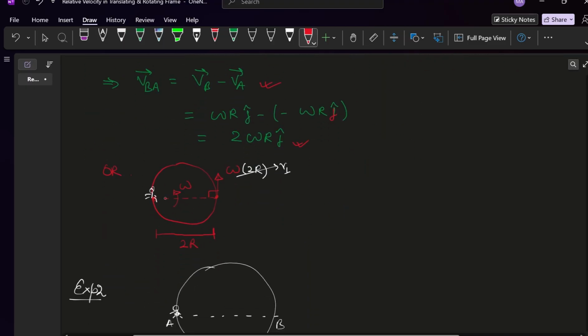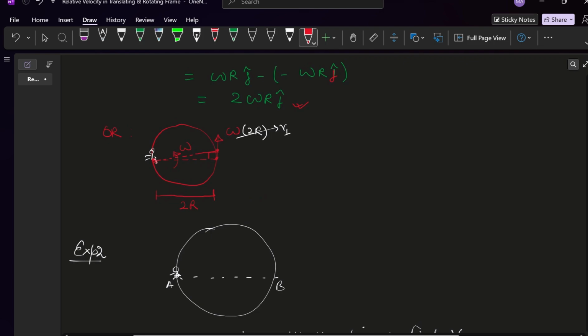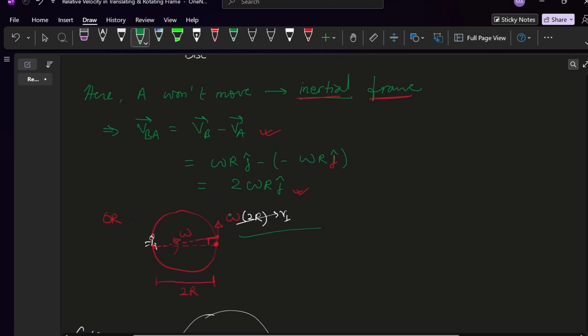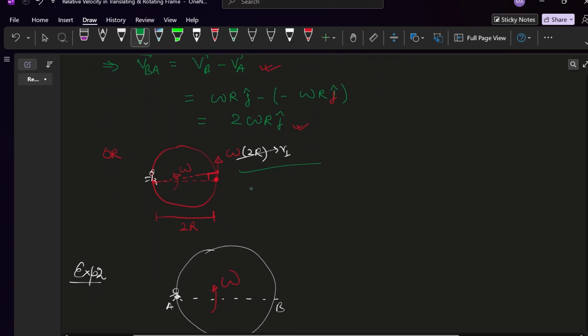Or we can also say that, okay, now since this observer is stationary, right? So this line will be appearing to rotate with the same angular velocity omega, right? If this line is rotating with same angular velocity omega, so I can also say that you can write this velocity, which is perpendicular to this line, is equal to omega into r perpendicular, and r perpendicular is what? 2r. So omega into 2r is going to be the velocity of this point in this direction. Okay, so we got this very important concept here. So we are going to get this 2 omega r j cap, and here also we are getting the same 2 omega r j cap. So both ways we can think of.